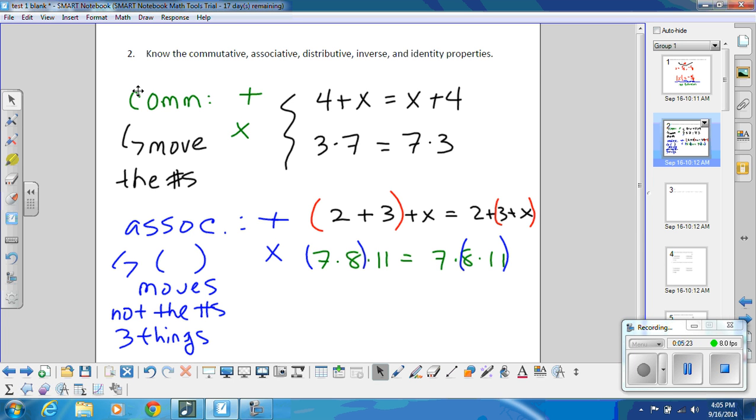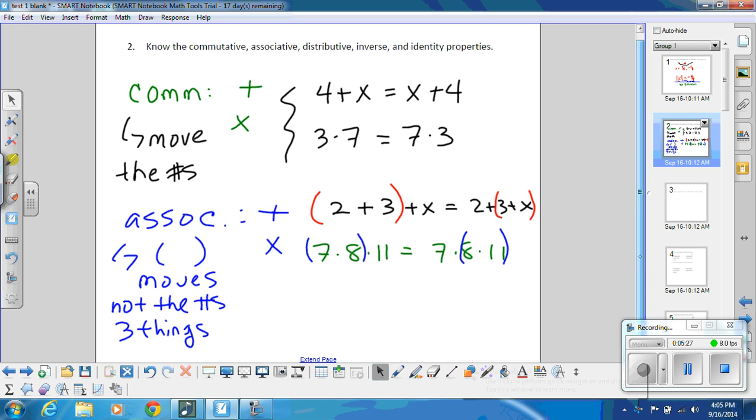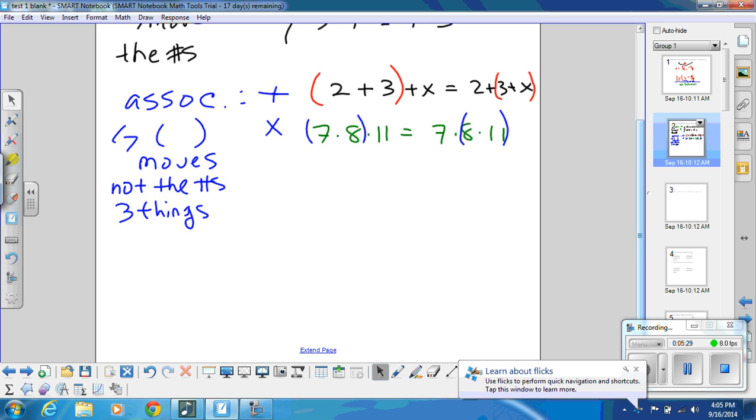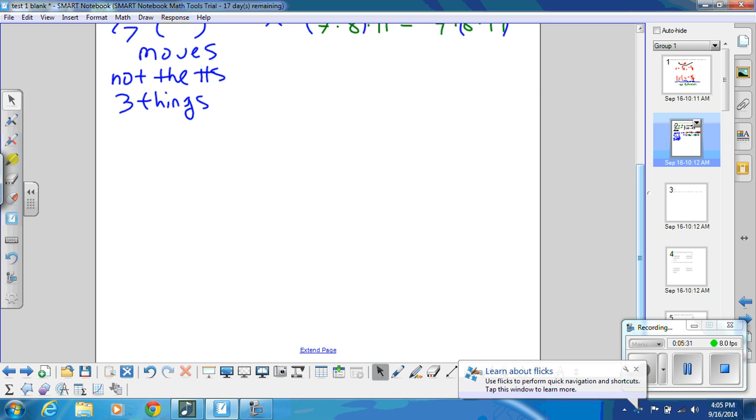Now, going off of this, let's look at the distributive property. That one usually involves having an example of something that's been multiplied out. So I'm going to scroll on down. So let's look at distributive property.